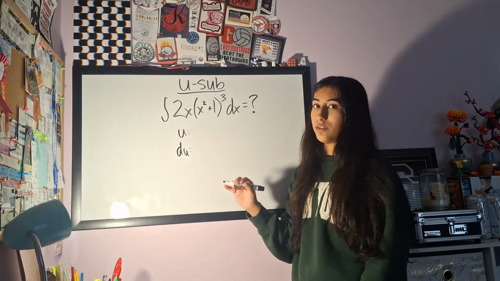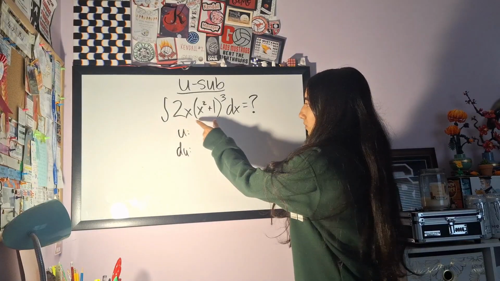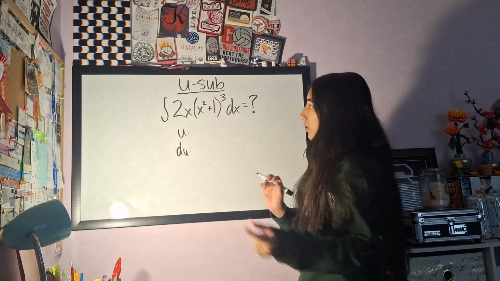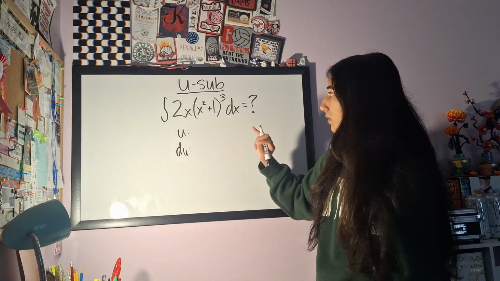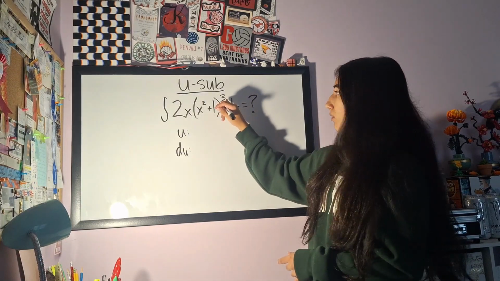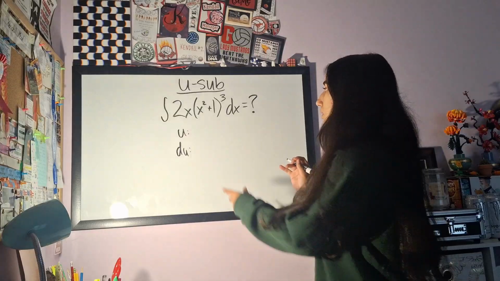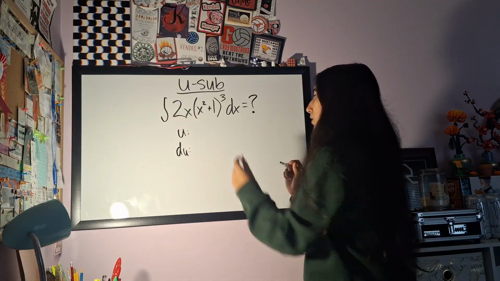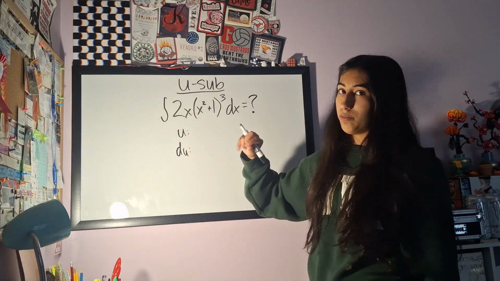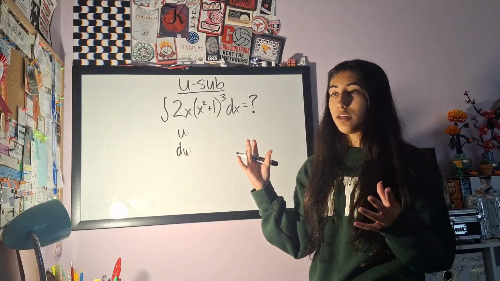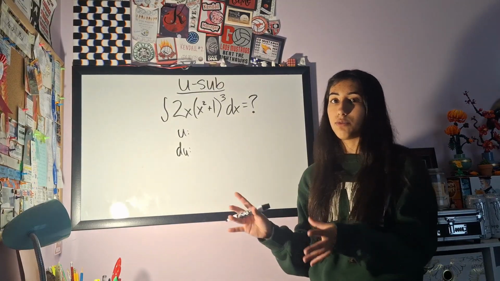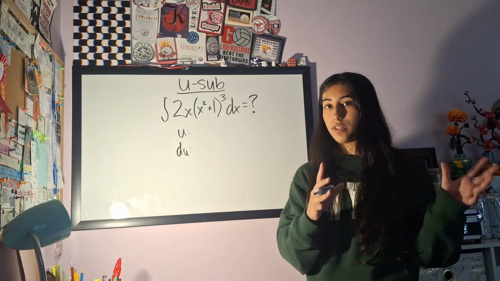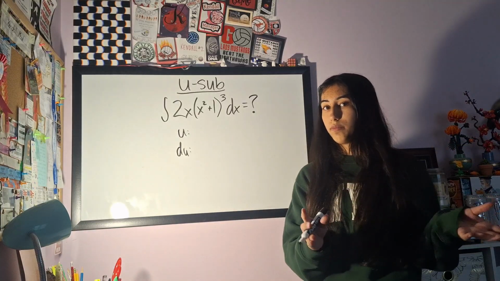So in the original equation, we have two seemingly separate parts. We have the 2x and the x squared plus 1. For now, we can ignore the power of the group. We're more focused on these little parts. So what is the u? The u is a part of the equation that you can take the derivative of in order to cancel out another part of the problem.